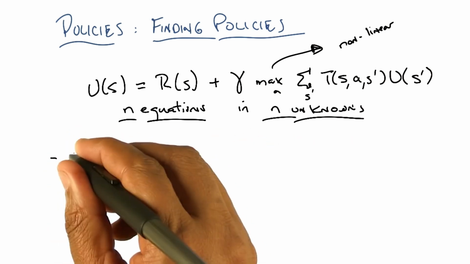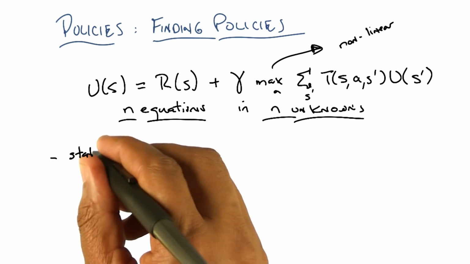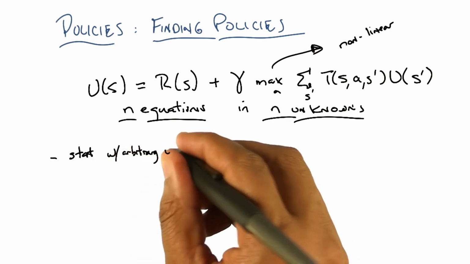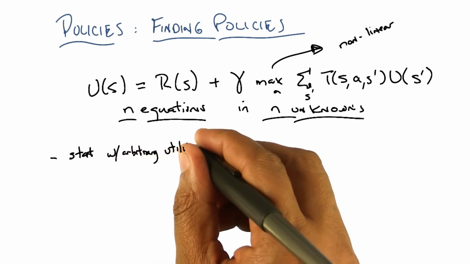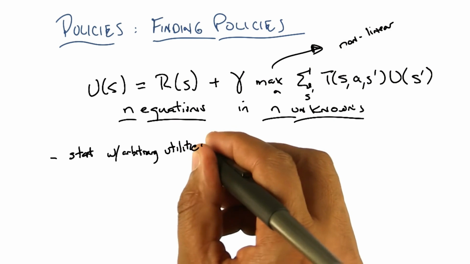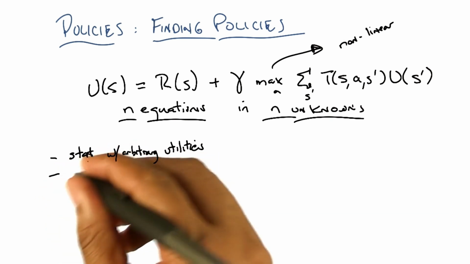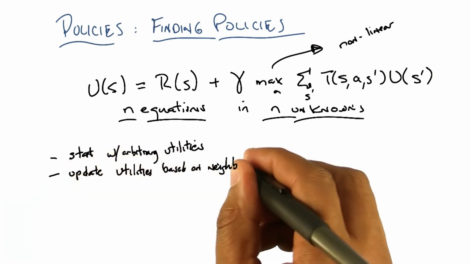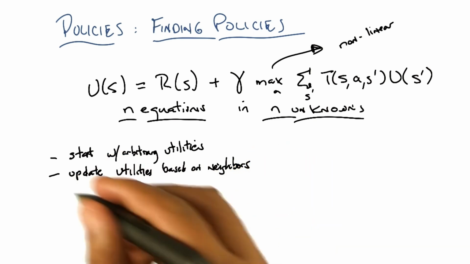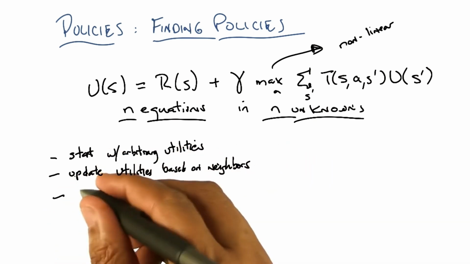It's really simple. Just start with some arbitrary utilities. Declare those the answer, and you're done. That would be one way of doing it, but it turns out we can do even better. Wait, start off with the correct utilities. That would work, except we don't know what they are. Oh, right. So we're going to start with some arbitrary utilities, but then we're going to update them based on their neighbors. And then we will simply lather, rinse, repeat.